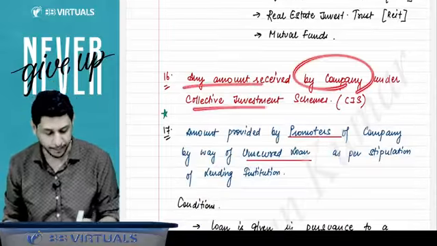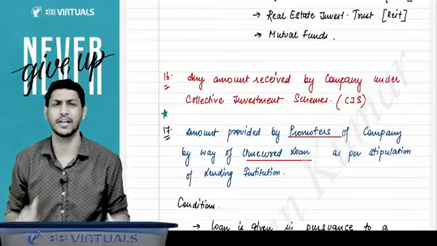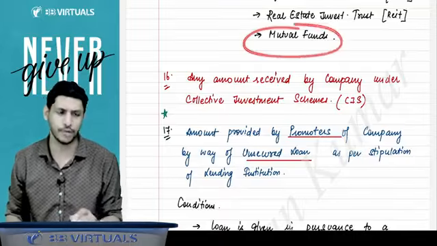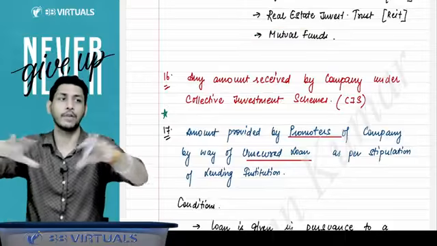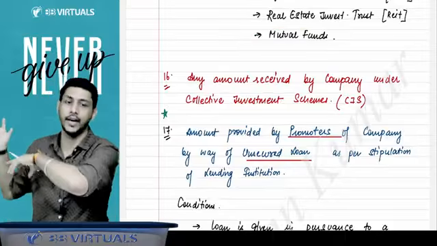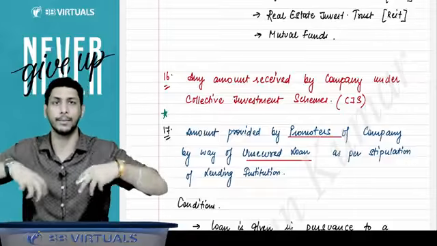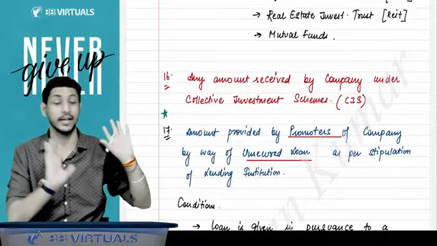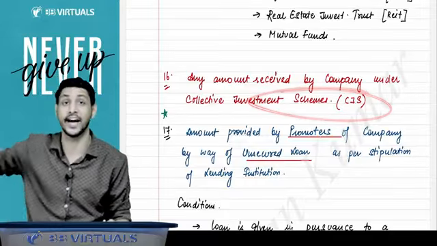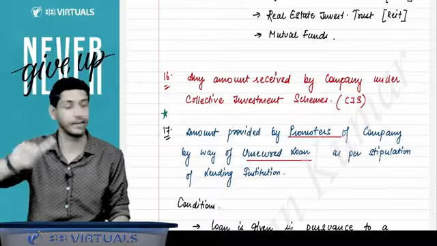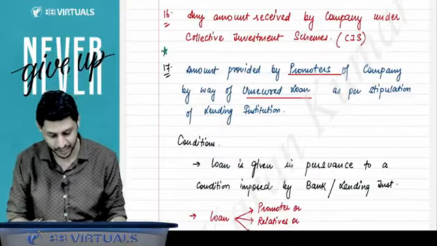Any amount received by the company under collective investment schemes. What are collective investment schemes? They are like mutual funds but are not mutual funds. A mutual fund pools money from people and invests in the market. A collective investment scheme is like that only. They collect money from people and invest it for some defined objective, but they are not allowed to invest in the area where a mutual fund will invest.